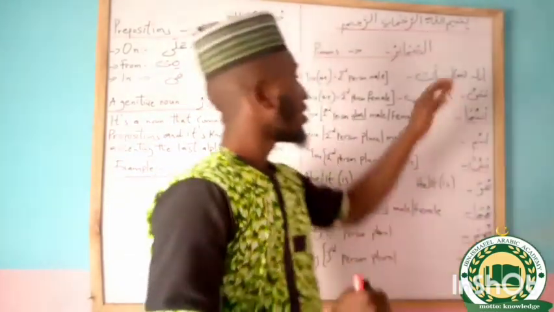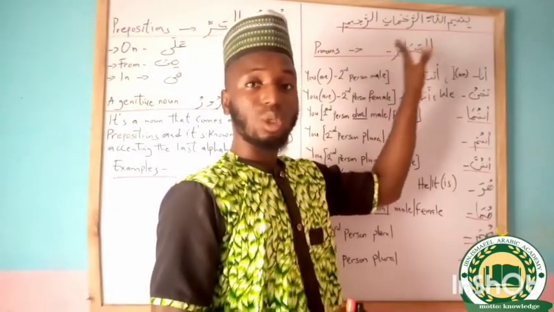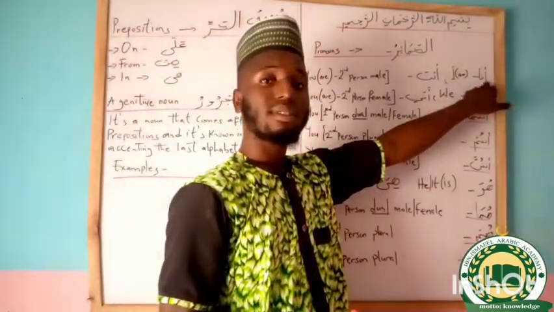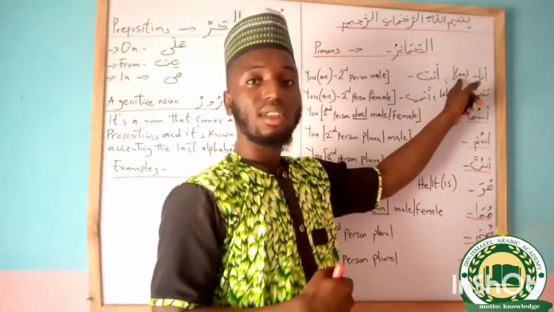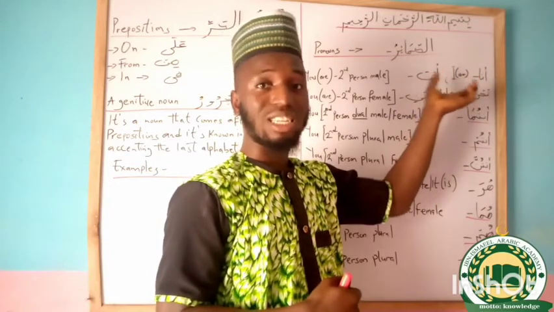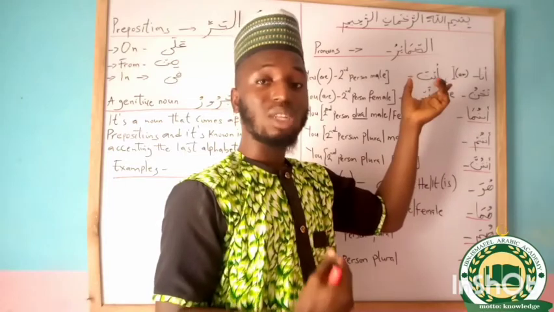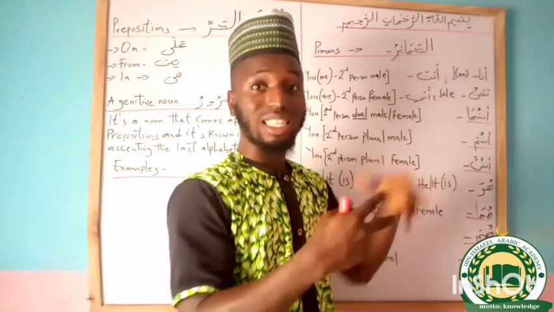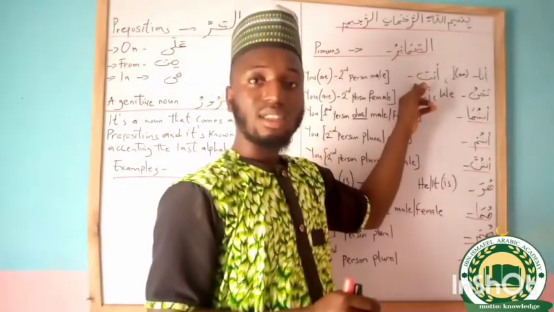Let's continue. Al-Damahir, it is what? Pronouns. Ana, it is what? I. There is "am" in the bracket because if you are to use this in a sentence, you can't say "I Abdutawab." I will say "I am Abdutawab." That's why "am" is inserted into what? Bracket.